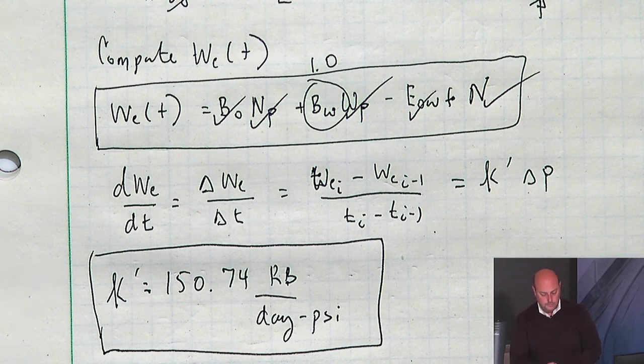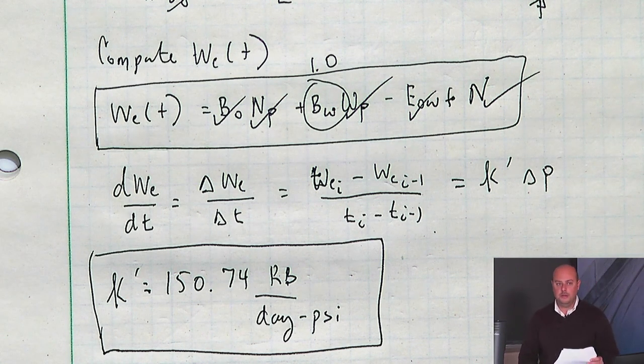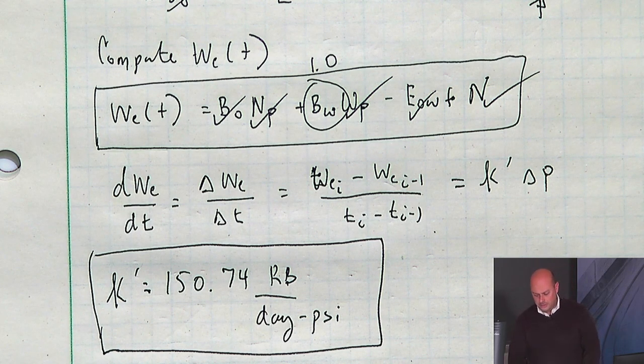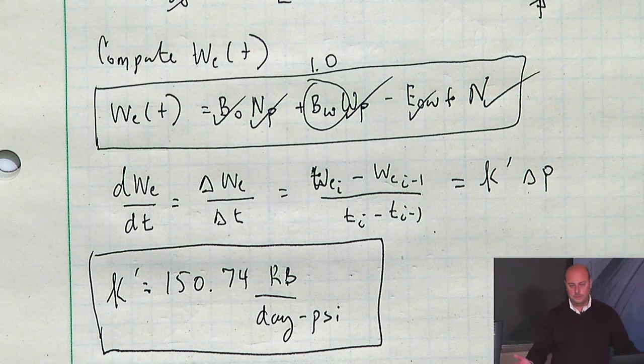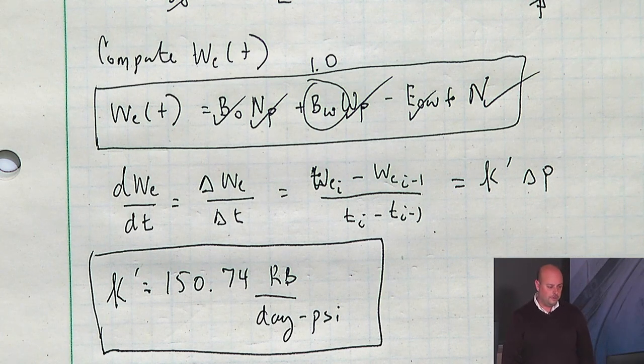And this example problem is on Canvas, so I encourage you to redo it on your own. You can go back in the video and check your work, make sure you get the same thing I do, but it would be good to do it on your own. And this was for an undersaturated oil reservoir. It'd be slightly harder, but you could do it for a saturated reservoir where you have both oil and gas present.